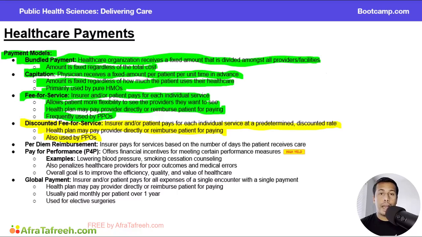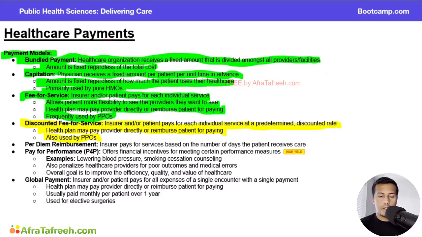Quick review with that, capitation, remember, is going to be used by HMOs, the Health Maintenance Organization. Fee-for-service and discounted fee-for-service is going to be used by PPOs, the Preferred Provider Organization. Really important to know which of those payment models goes with which of those healthcare plans.